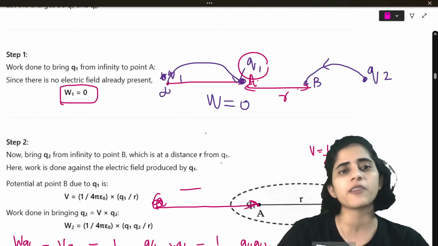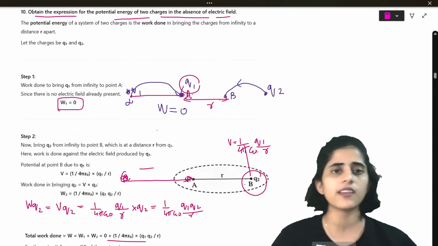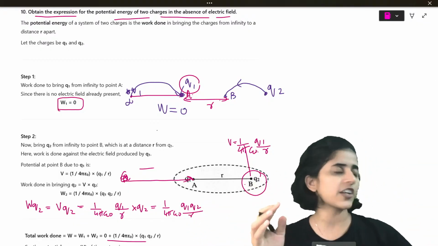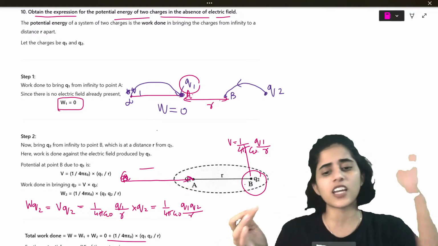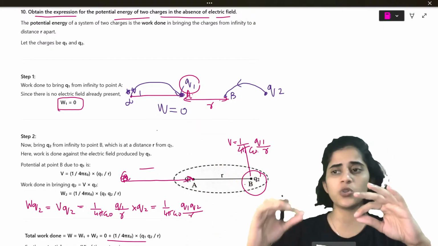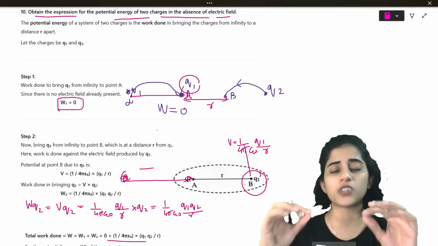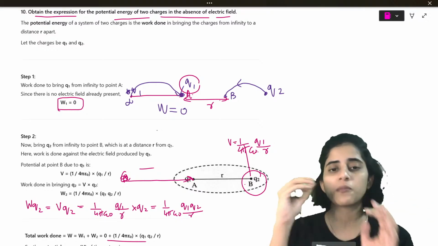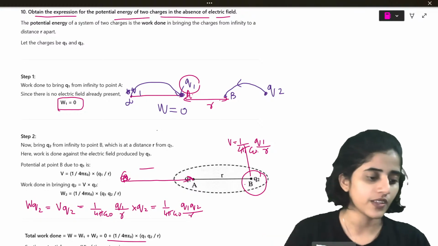So you might be wondering, ma'am, such a big question for 3 marks. It's not a big question. I just took some time to explain. The only thing that you have to do is, there is nothing initially. From infinity, you bring a charge Q1. There is no work done on it because it's just coming to a plain surface. Nothing is there. And then you bring another charge Q2. So this Q2 experiences a force because of Q1. The potential is 1 by 4 pi epsilon 0 Q1 by R. Work done is 1 by 4 pi epsilon 0 Q1 by R into Q2. That's all. Okay.